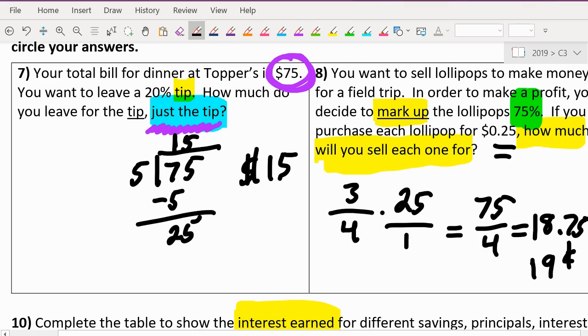So how much would she sell each one for? We have to add the 19 cents to the 25 cents. And we would get 44, right? Let me shrink everything because there is no room here.